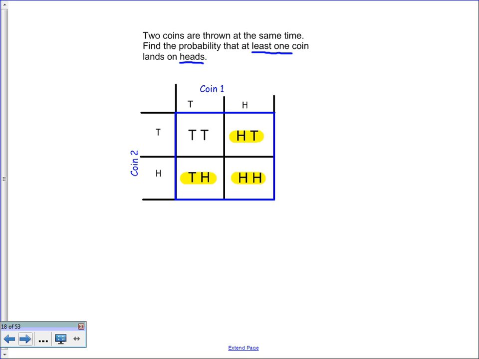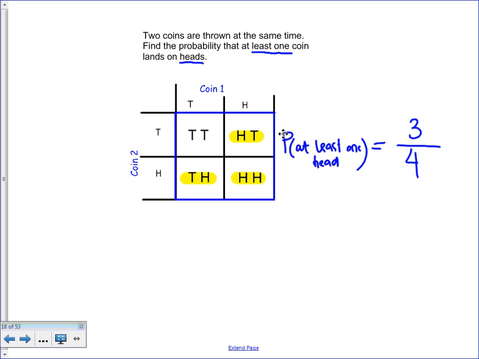So the probability of getting at least one head would equal to, we've circled 3 possible outcomes out of the total of 4. Our probability that at least one coin lands on heads is 3 out of 4.